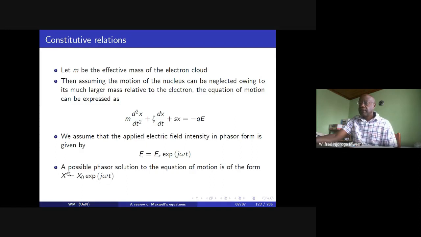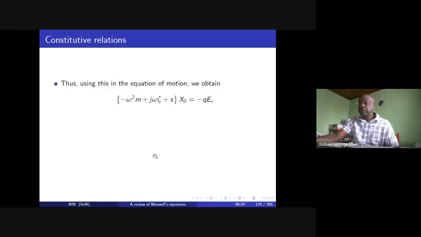So if we are to place this value in here, then a possible solution to this equation of motion would be of the form x equal to x naught, the exponent of j omega t, where x naught is the position when the E is equal to 0. Okay, the displacement that we would have. If the displacement was 0, of course, it also would have to be real. If it's not 0, then we'll have a phase angle between x and E.